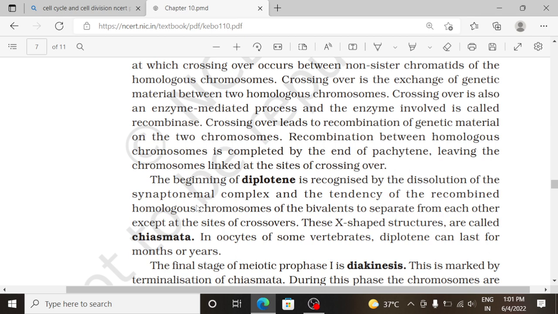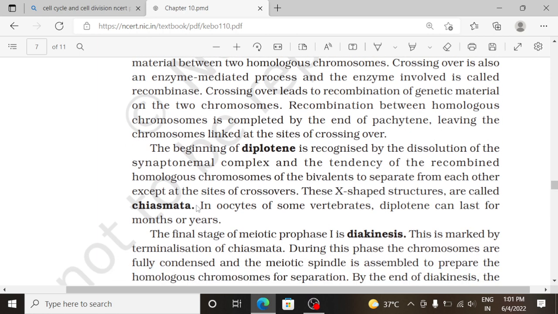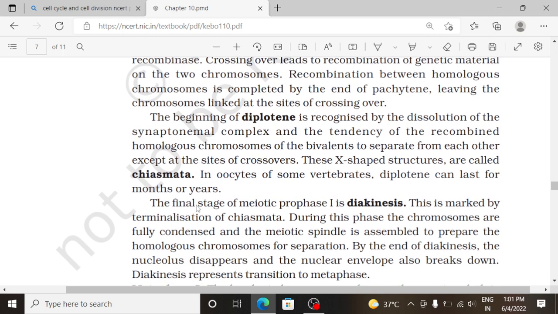Recombination between homologous chromosomes is completed by the end of pachytene, leaving the chromosomes linked at the sites of crossing over. The beginning of diplotene is recognized by the dissolution of the synaptonemal complex and the tendency of the recombined homologous chromosomes and the bivalents to separate from each other except at the sites of crossovers.